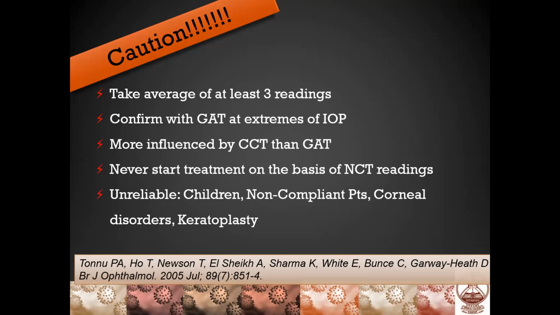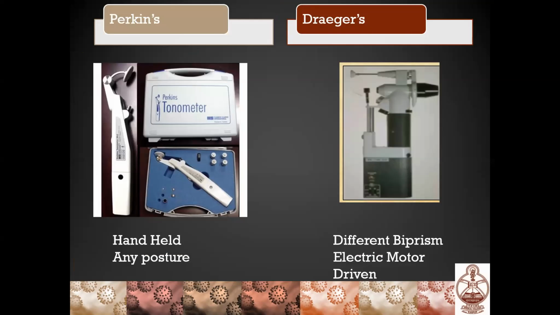Now, besides this, there are other handheld devices like Perkins tonometer. Now, the advantage with the Perkins tonometry is that it can be held in any of the posture. So suppose there is a child who is under general anesthesia, the tonometer of choice is Perkins tonometry. You can easily do Perkins in any of the child, any of the patients who are lying supine. Now, this Draeger tonometer, which has an electric motor inside and it has a different biprism, is not used nowadays.